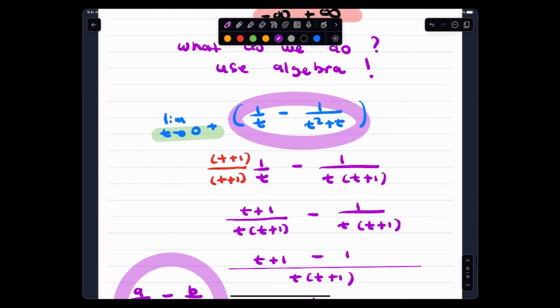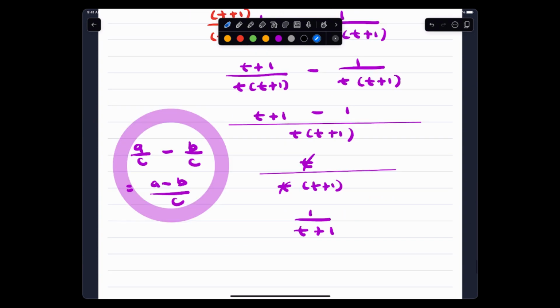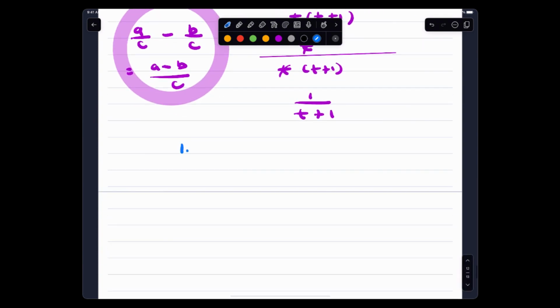So the algebra, this is going to be now what? 1 over what? T plus 1. Look at that. So now you can say, oh, what's my limit as t goes to 0 from the right of 1 over what? Oh, this is going to be 1 over what? Yes, it's going to be 1. So ladies and gentlemen, this is now determined. It's going to be 1.